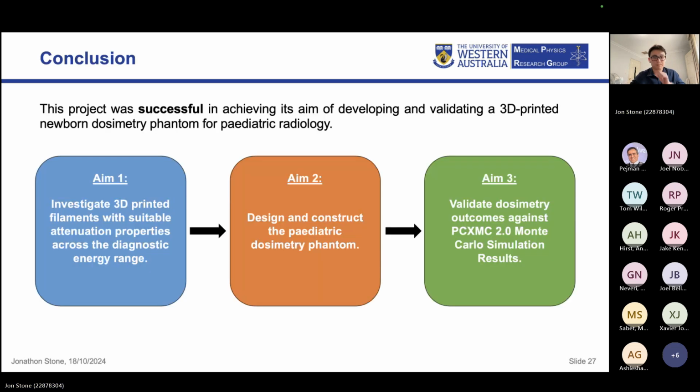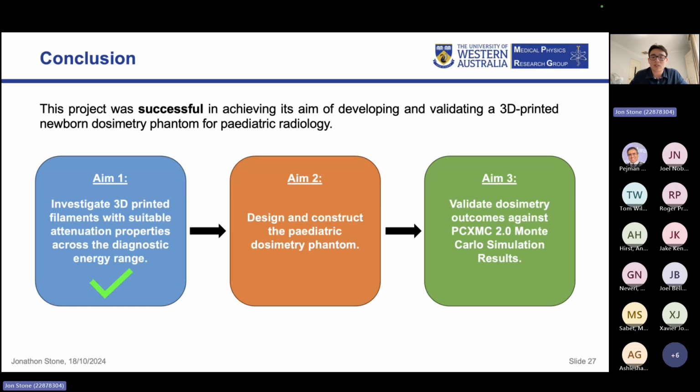So in conclusion, this project was successful in achieving its aim of developing and validating a 3D printed newborn dosimetry phantom for pediatric radiology. So aim 1 was to investigate 3D printed filaments with suitable attenuation properties across diagnostic energy range, which we were successful in doing. We found 93% PLA for soft tissue, 81% stone fill for bone tissue, and 26% for lung tissue.